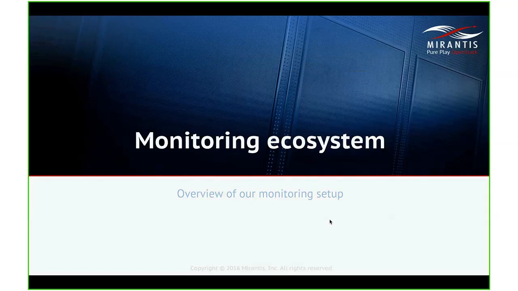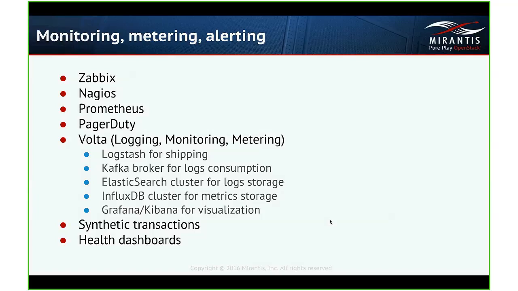Monitoring system. Since monitoring is an essential part of every production environment, we use a bunch of tools. Zabbix is the main one. We also have things like Prometheus, Nagios. We use PagerDuty for pages and on-call schedules. We have Volta, which is a logging, monitoring and metering platform. And under the hood it's just a Logstash, Kafka, Elasticsearch, InfluxDB, Grafana, Kibana stack, like basic stuff.